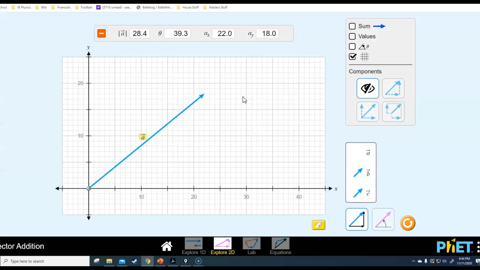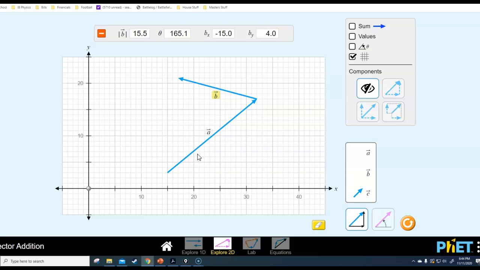So, here's what that would look like. Let's say this is vector A, and let's say I want to add vector B using the tip-to-tail method. First, I would draw vector A. I'll just put it out there in the middle. And then I would draw vector B with its tail at the tip of vector A. I'll make it a little bit over here just so you can get a good view.